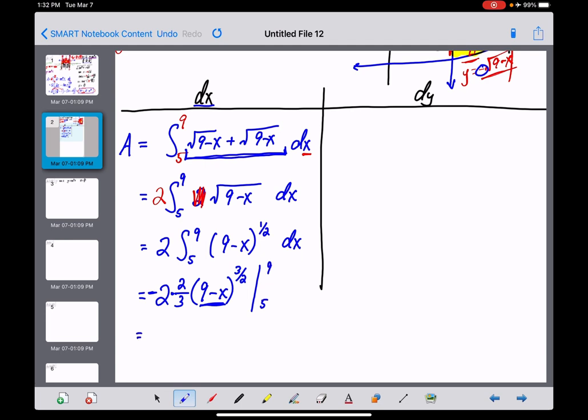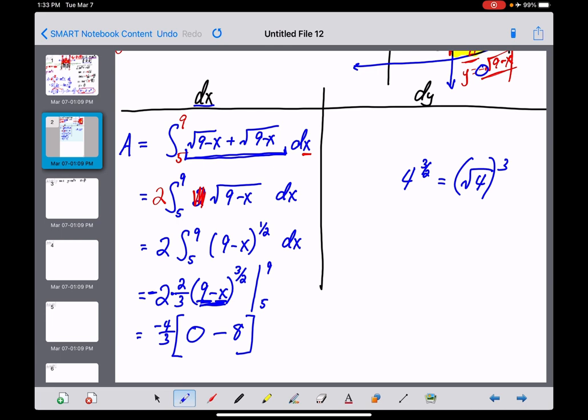The -2 times 2/3 is a -4/3, and I'll start a big set of brackets now. Let's put the 9 in there. 9 minus 9 is obviously 0. 0 to the 3/2 power is 0. That wasn't bad. Minus, let's put that 5 in there. 9 minus 5 is 4, and 4 to the 3/2 power, I'll just remind everybody, means the square root of 4 cubed, which is 2 cubed, which is going to be 8.